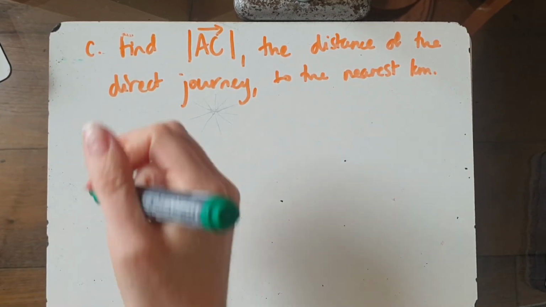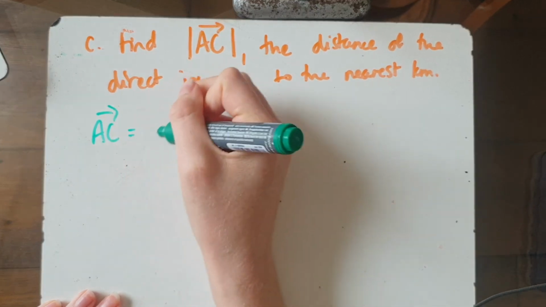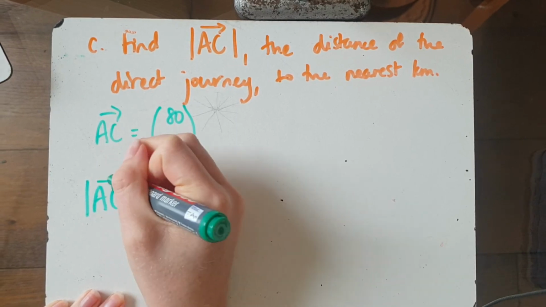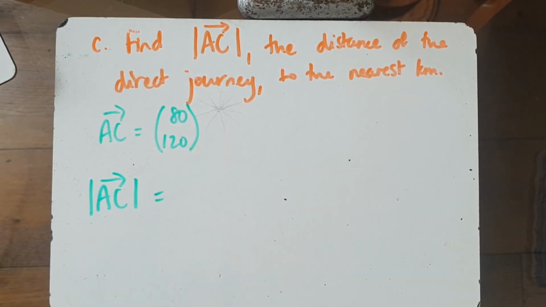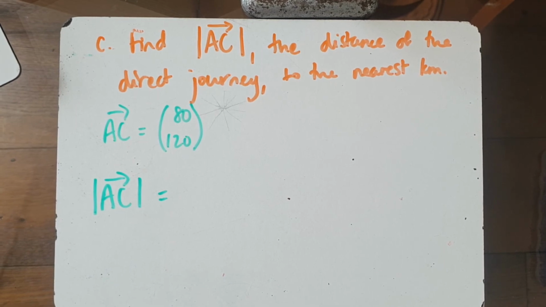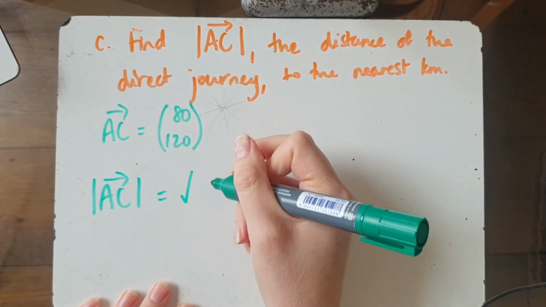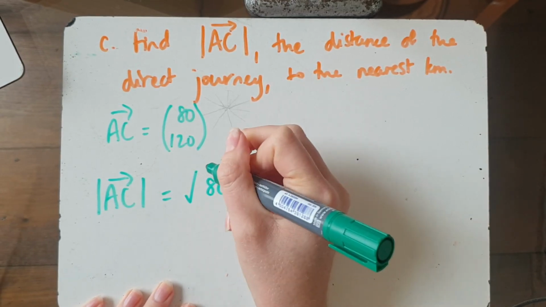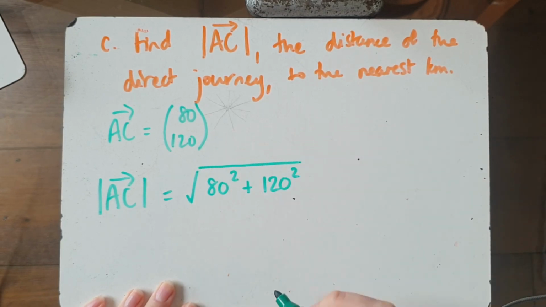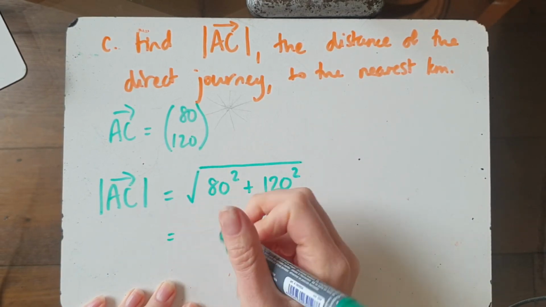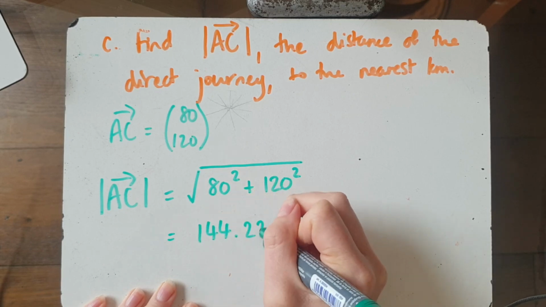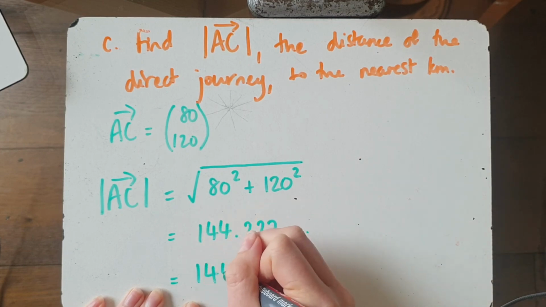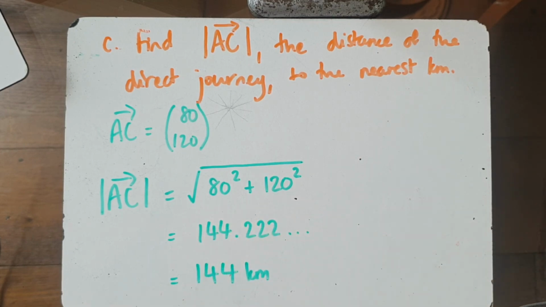Now, the vector AC we've just found is 80, 120. So the magnitude of AC is what, Ramis? That is correct. It is the square root of the x component squared plus the y component squared. And if we put that into our calculator, we will get 144.222, and it's asked for the nearest kilometre, so we'll get 144 kilometres.